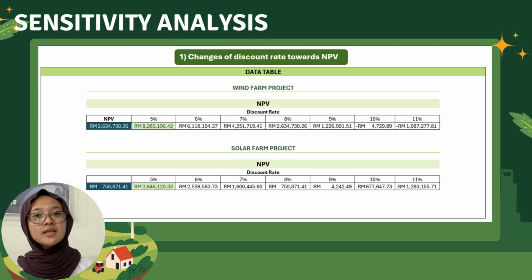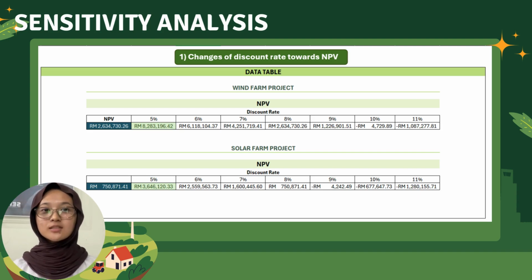At the next rate, the NPV is RM4,729.89. And finally, at 11%, the NPV becomes negative at RM1,087,277.81.